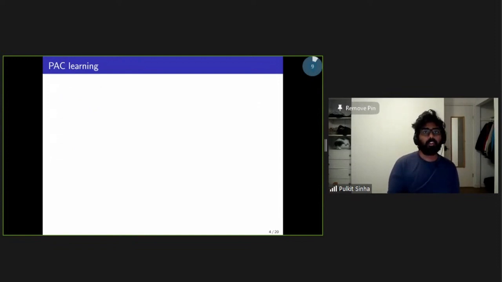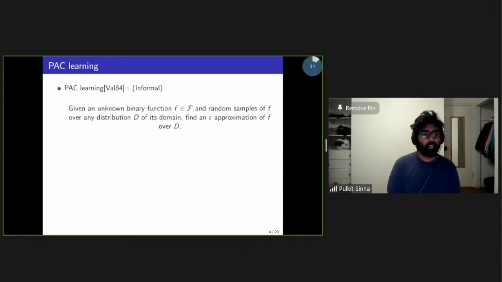For this problem, Valiant figured out a formalized setting, which we now know as probably approximately correct learning. Briefly, it's the following problem. Given an unknown binary function f from a class of known functions cal F, such that all of the functions in the class F have the same domain, and you're allowed to ask for random samples of the function f over some hidden distribution D of its domain, your task is to find an epsilon approximation of f over D.